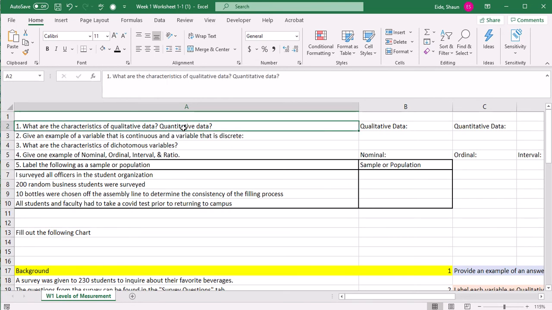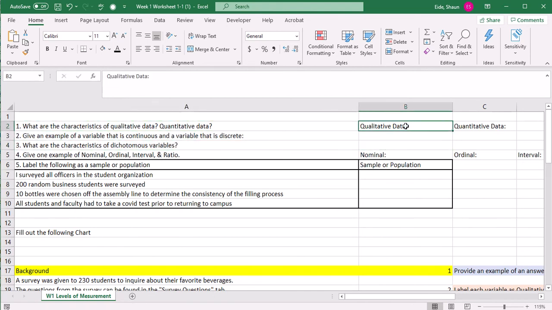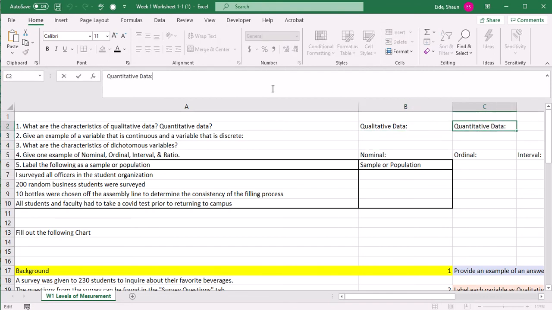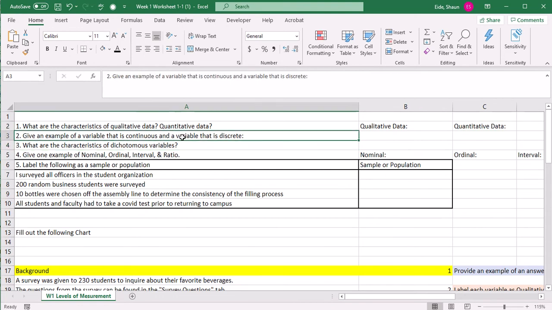So right here, you've got 5 questions right away. What are the characteristics of qualitative data and quantitative data? If you come right over here and you see qualitative data, you can double click and start typing the characteristics of qualitative data, or you can come right up in the text entry box and type these up. And then give an example of a variable that is continuous and a variable that's discrete.